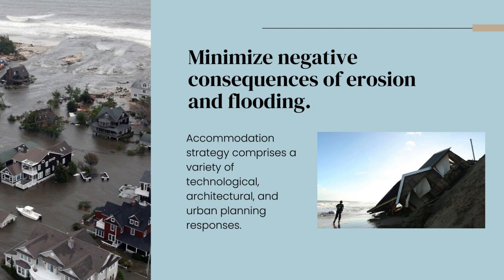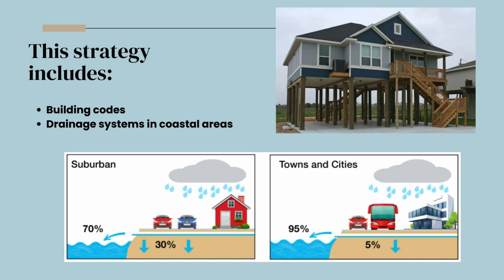Rather than building infrastructure, accommodation strategy comprises a variety of technological, architectural, and urban planning responses. This strategy includes technologies and innovations that physically modify exposed buildings or infrastructure by raising buildings through building codes, protecting them individually, adapting urban drainage systems, or developing floating housing and exploring new urbanism. These methods involve increasing the height limit of ground floors, insurance incentives, and adaptive buildings.